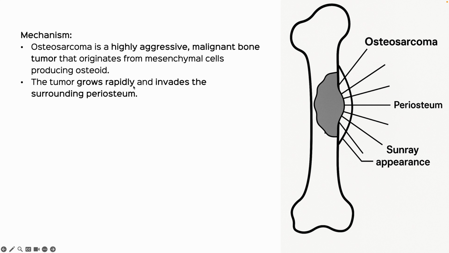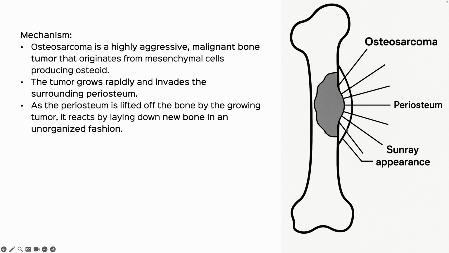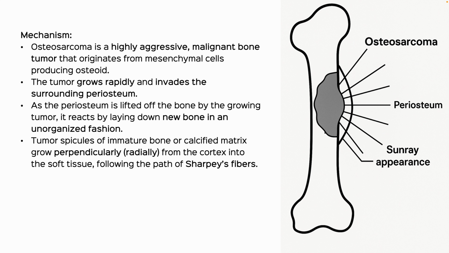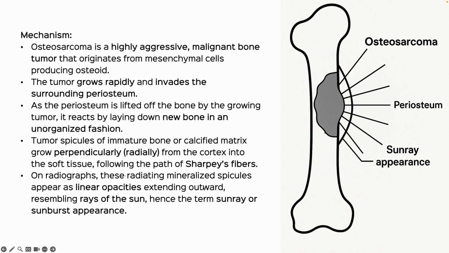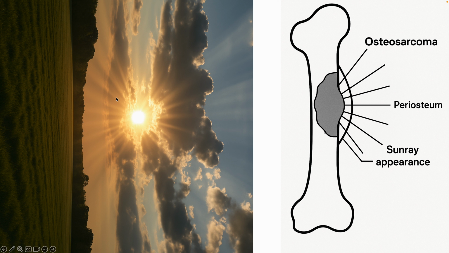Now, when the tumor grows rapidly and invades the surrounding periosteum and it's lifted off the bone, there is new bone laid down in an unorganized fashion. So you have these tumor spicules that grow perpendicularly from the cortex into the soft tissue, following the path of Sharpey's fibers. And so that's how you see these mineralized spicules, which appear as linear opacities extending outwards, resembling a sunburst appearance. So that's the sunburst that we see here.